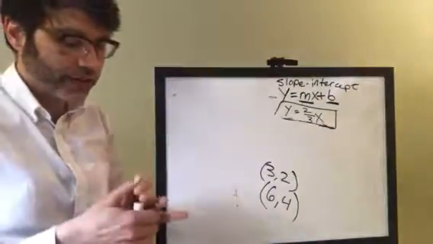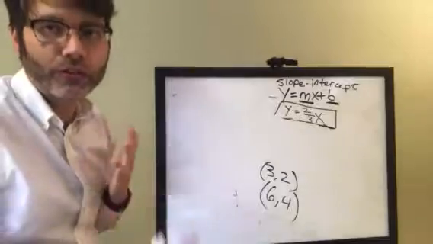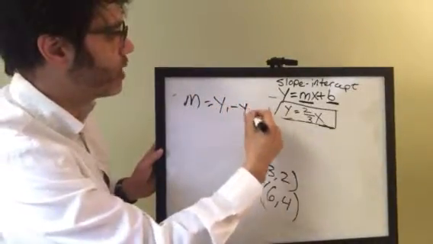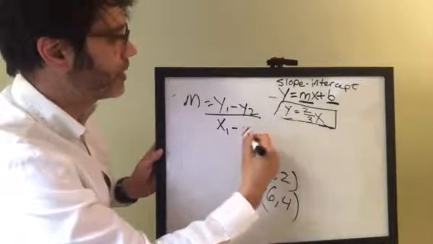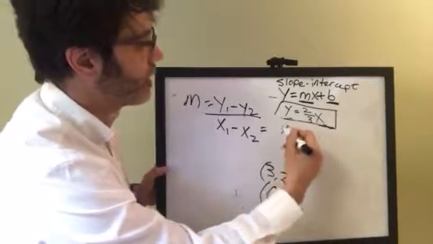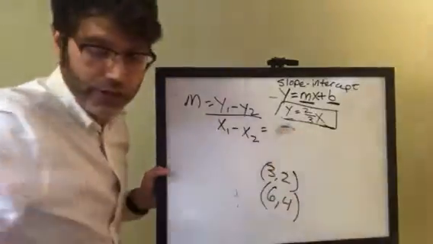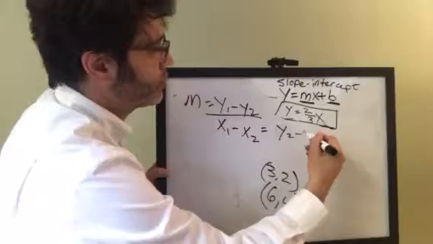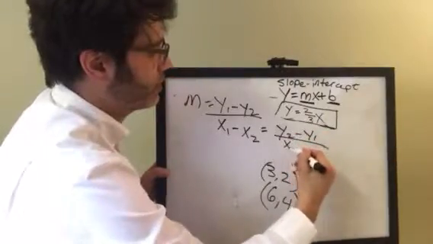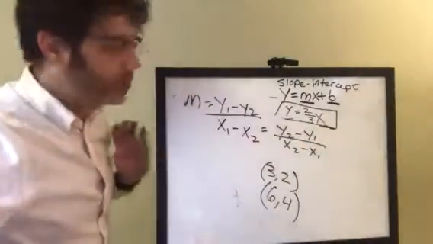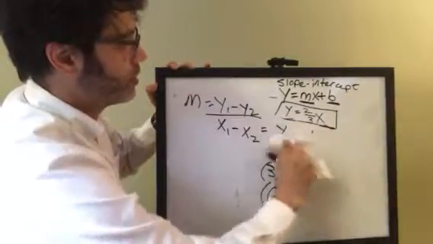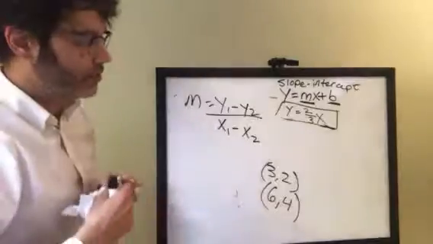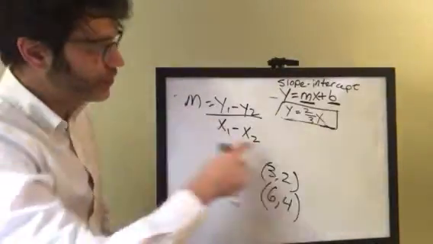The first thing that you could do is come up with the slope using the algebraic formula for slope. So slope is y1 minus y2 over x1 minus x2. Or if you prefer, you can do y2 minus y1 over x2 minus x1. You can do either of these, but let's use just one of these equations. So here we go. This is our slope formula.